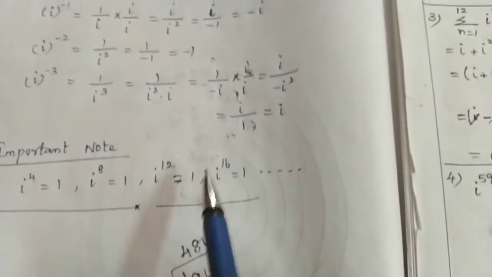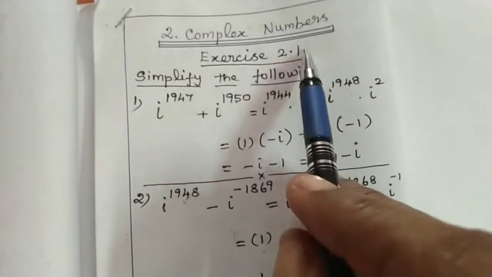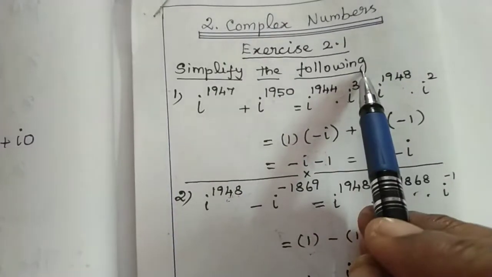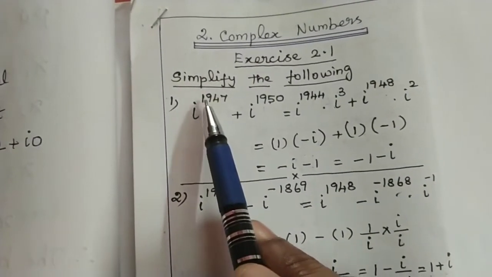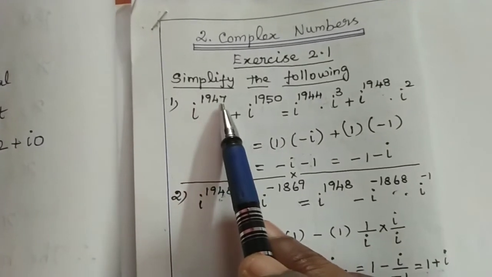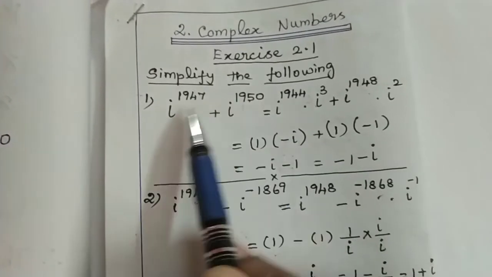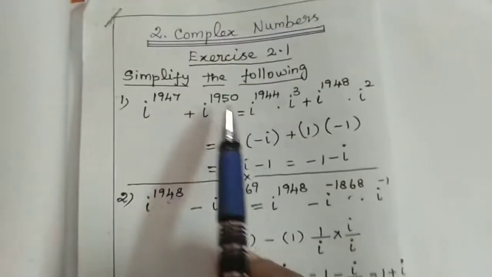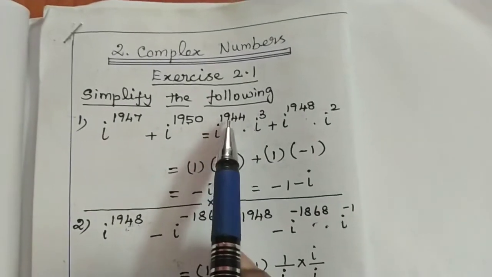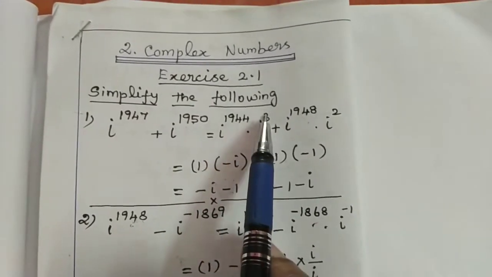Very important. Now we are going to exercise 2.1. Simplify the following: i power 1947 plus i power 1950. i power 1947 can be written as i power 1944 into i power 3.